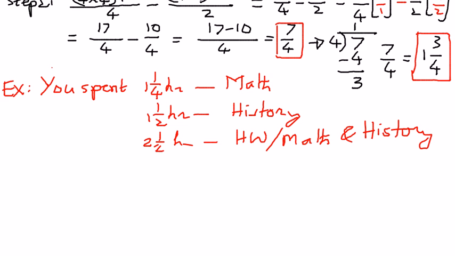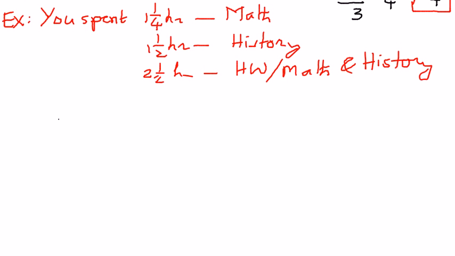So pretty much the way we want to understand this is as follows. Let me write it as step number 1. For math, you spent 1 1/4 hour. Then you spent another 1 1/2 hour to study history. So we're going to add 1 1/2 hour to that first mixed number. And then you spent 2.5 hours. That means you're going to add 2.5 hours doing homework for math and history. So it is an application problem in addition of fractions.